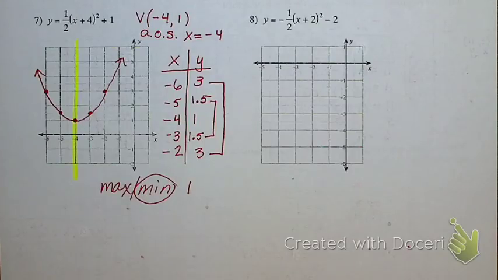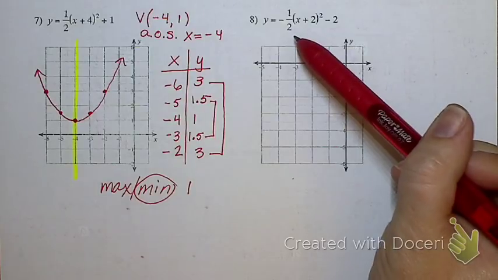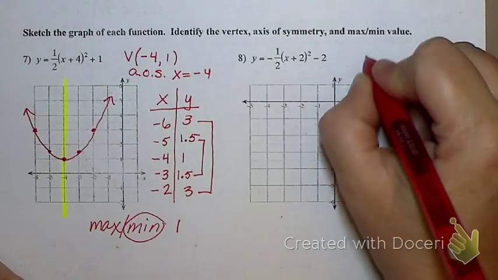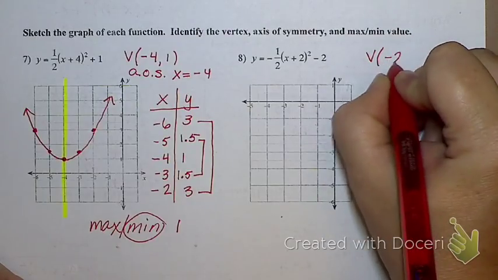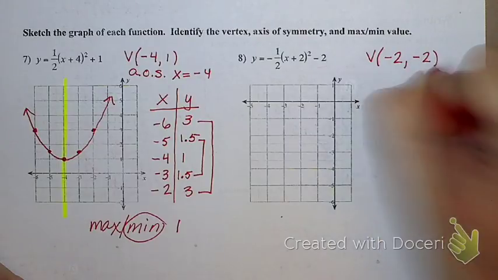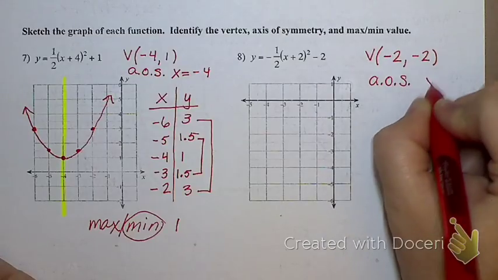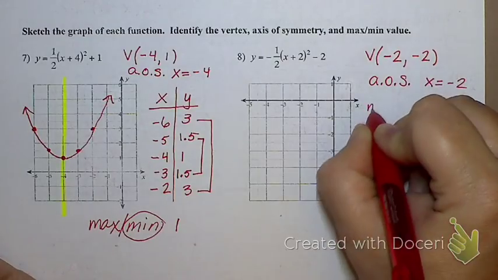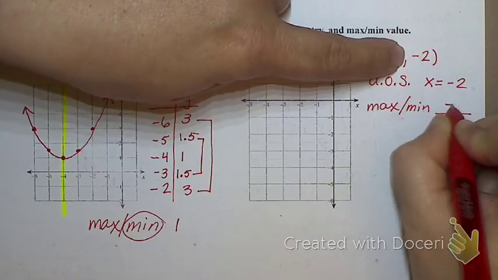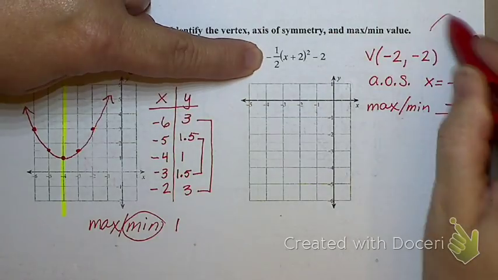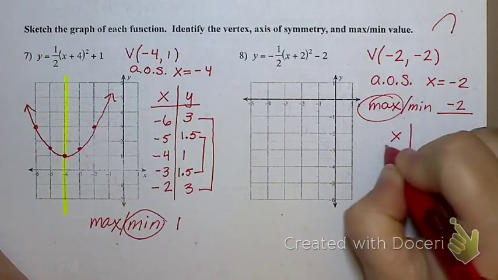Okay? All right, I'm going to do one more with you because this one has a negative 1/2, just to make sure that you know what you're doing here. What is my vertex here? Negative 2, negative 2. Yep. So my axis of symmetry is what? X equals -2. Max or min? If it's got a negative, that means it's going to be opening down, so it's going to have a max. The value of it is -2. So let me do my XY chart.